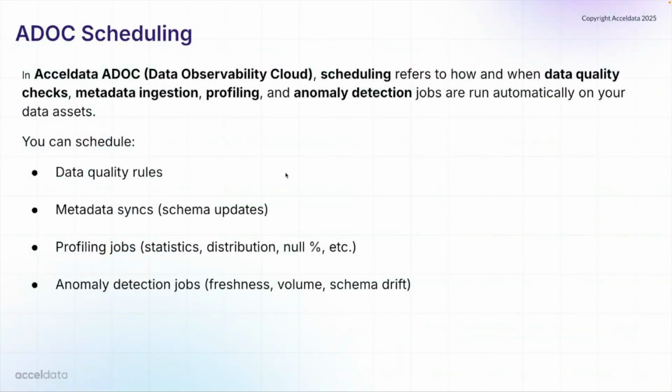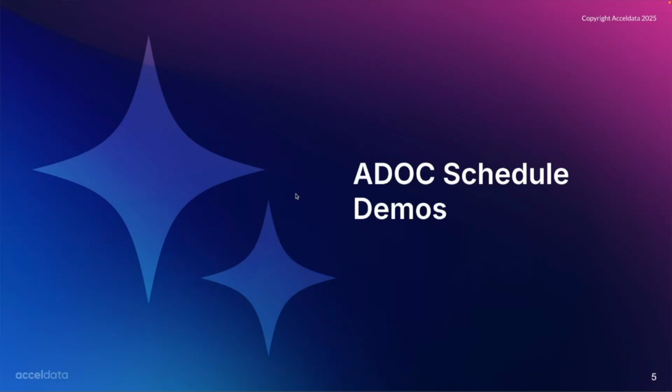So what is ADOC scheduling? In Acceldata ADOC, scheduling refers to how and when data quality checks, metadata ingestion, profiling, and anomaly detection could be run automatically on our data assets. We can schedule data quality rules, metadata syncs, profiling jobs, data anomaly jobs, etc. Defining a schedule on the assets in ADOC helps us prevent user intervention and allows us to run the scans or jobs without any user intervention.